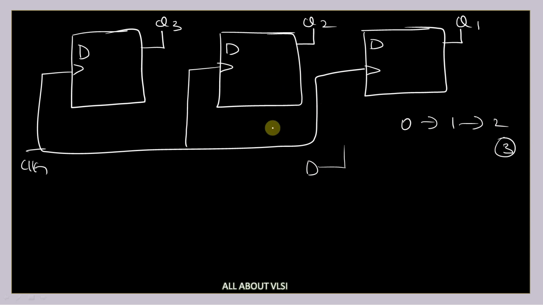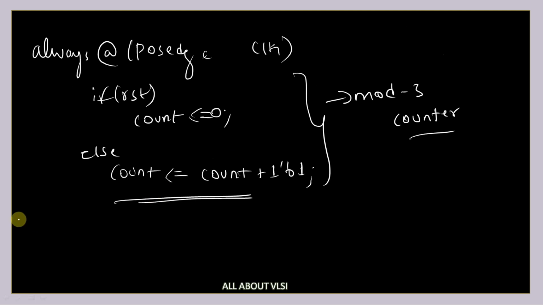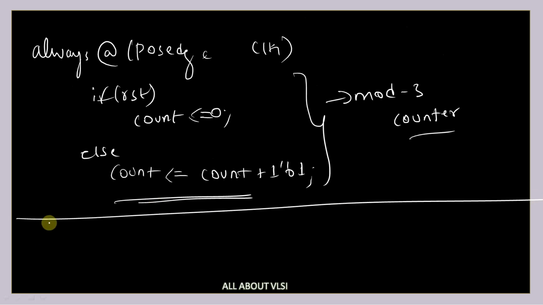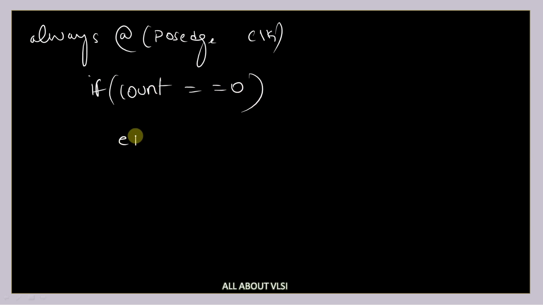Now we will have one counter logic. Now what is another logic we have written? Simply always iterate at the positive edge of clock: if my count is equal to 0, my enable 1 should become 1, else my enable 1 should become 0.